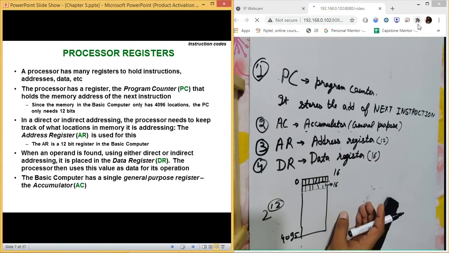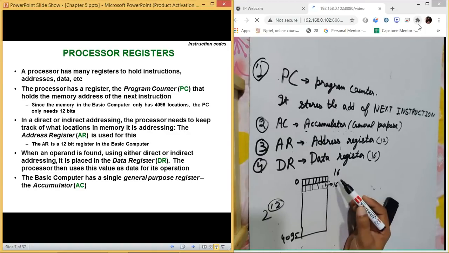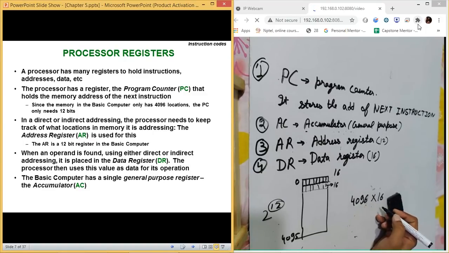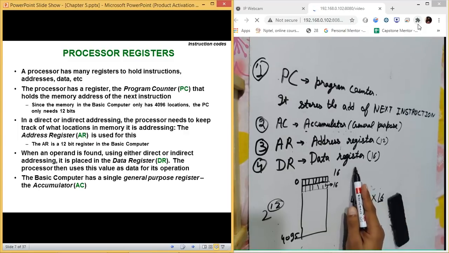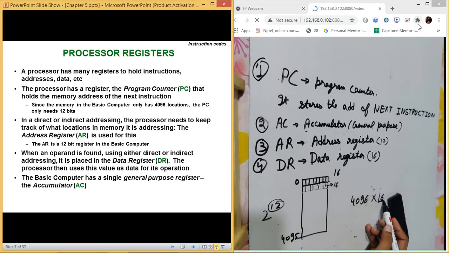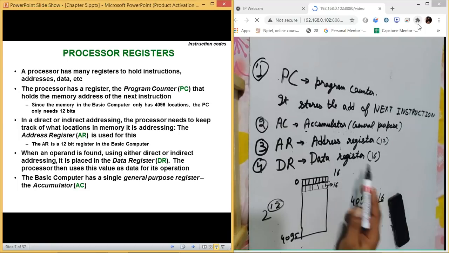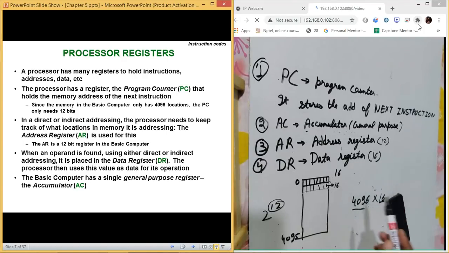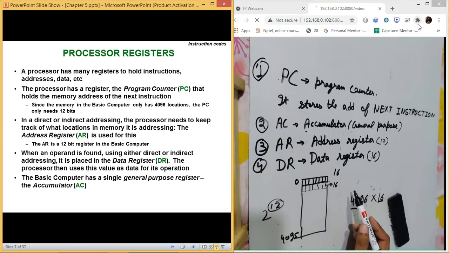In our case, we are considering that there are 4096 total words, and one word contains 16 bit. That is why this data register is of 16 bit. If you increase the word size, your data register will increase, and if you increase the number of words, then your address register bits will also increase. According to that, everything is going to change.